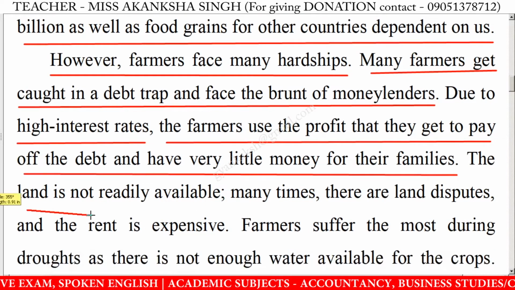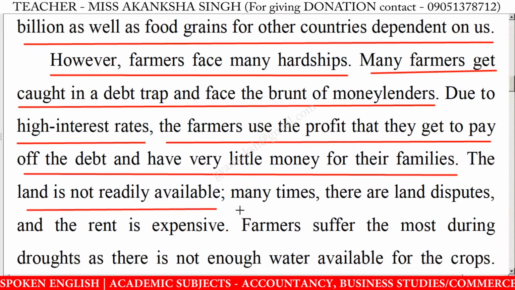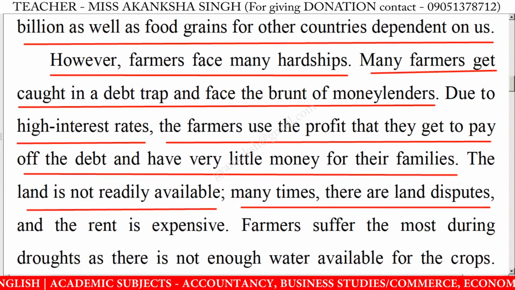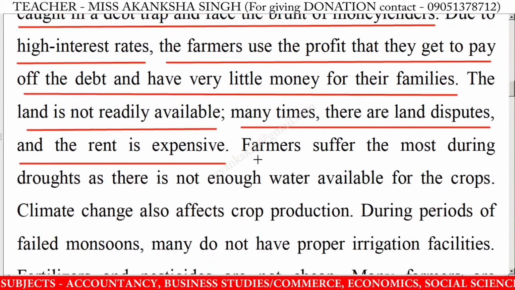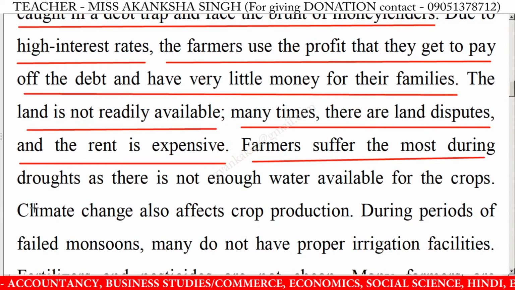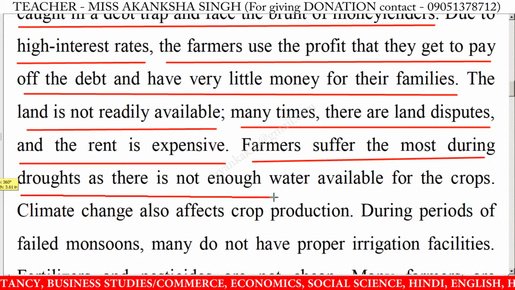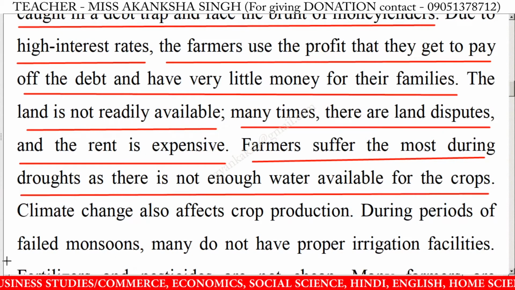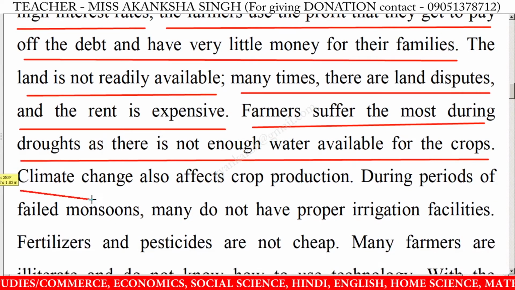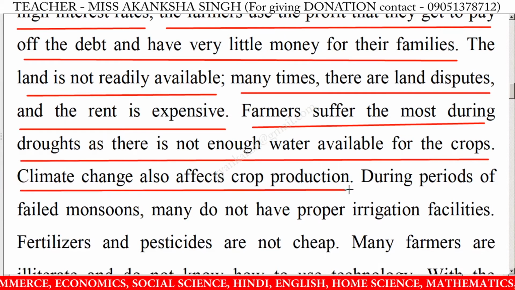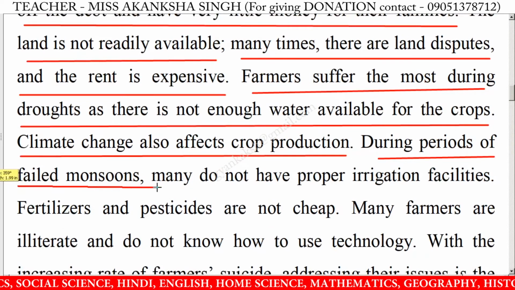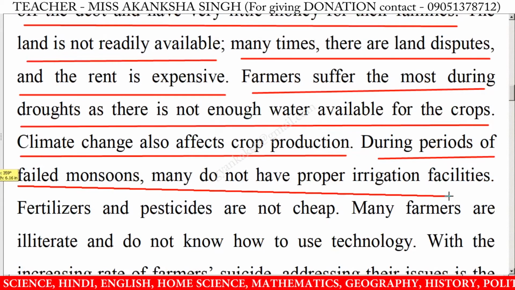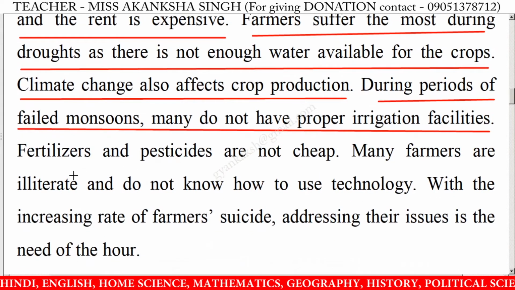The land is not readily available. Many times, there are land disputes and the rent is expensive. Farmers suffer the most during droughts as there is not enough water available for the crops. Climate change also affects crop production. During periods of failed monsoons, many do not have proper irrigation facilities.